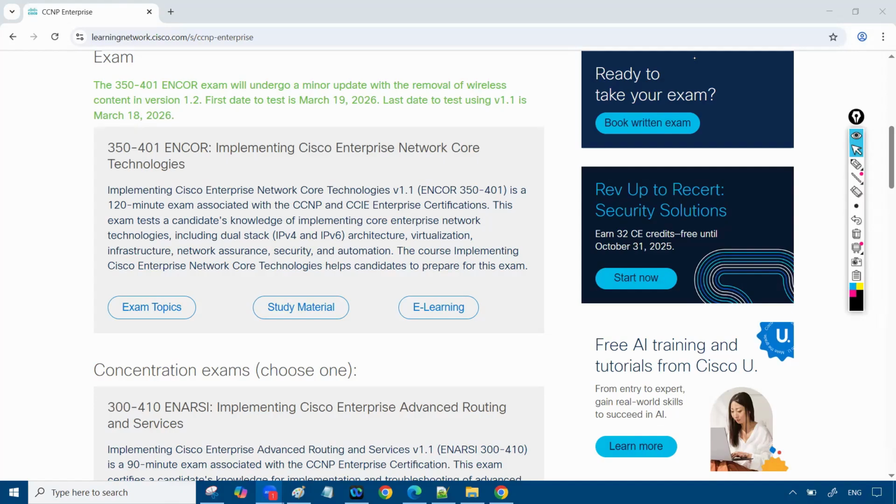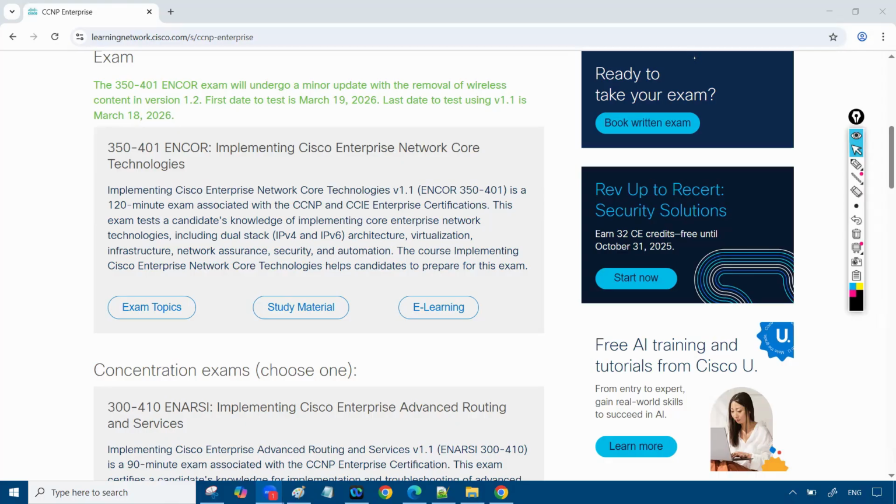So today we're going to discuss the CCNP Enterprise ENCOR paper. In older days, CCNP had three modules: route, switch, and troubleshoot. But nowadays, CCNP Enterprise has one main paper called the ENCOR paper, and there are multiple concentration papers as well. If you're looking for the CCNP Enterprise certification, you need to pass the ENCOR paper, and at the same time, you need to pass one of the concentration papers.